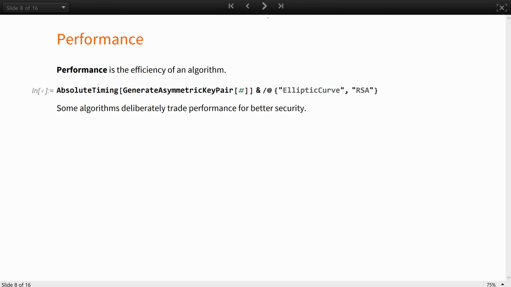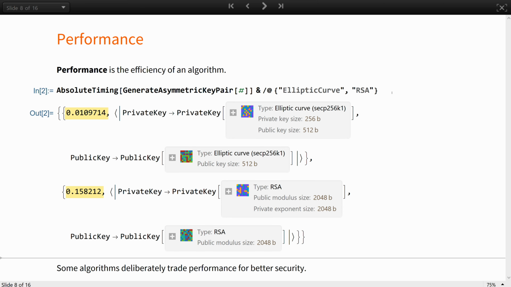Performance refers to the efficiency of an algorithm on average or in a particular mode of operation. For example, an encryption algorithm may be rated by the number of bits per second it can process or how fast the key generation is. For instance, an elliptic curve key generation can be 100 times faster than that of RSA.